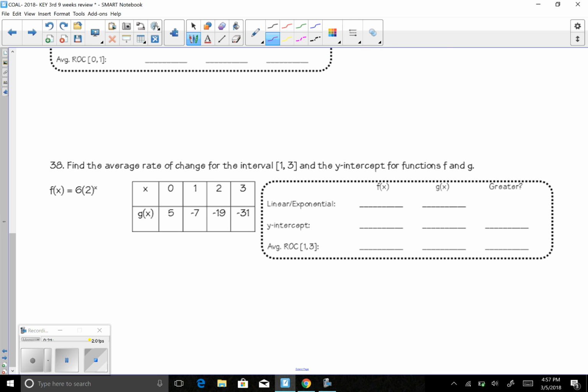Number 38, so f of x is given here, g of x is here. f of x, 6 times 2 to the x power, so that would be exponential. We can find the y-intercept by plugging in a 0 for x, so 6 times 2 to the 0 power. So 2 to the 0 is 1, 1 times 6 is 6. So this ordered pair here would be (0, 6). Okay, so (0, 6). And then I need to find the average rate of change over the interval 1, 3.